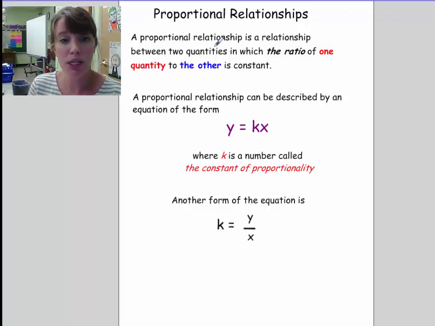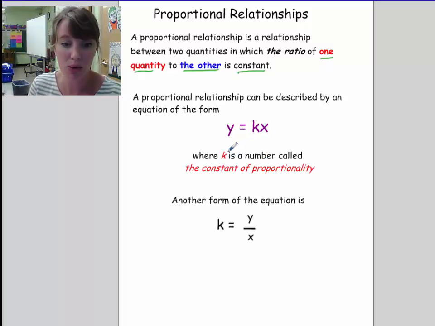A proportional relationship is a relationship between two quantities in which the ratio of one quantity to the other is constant. So if you make a ratio or a fraction of one quantity to the other one, it's always constant. A proportional relationship can be described by an equation of the form y equals kx, where k is a number called the constant of proportionality.